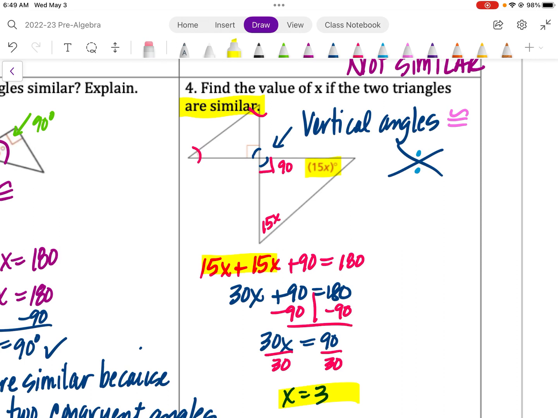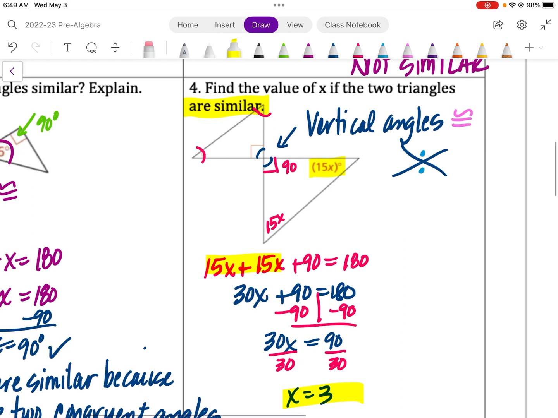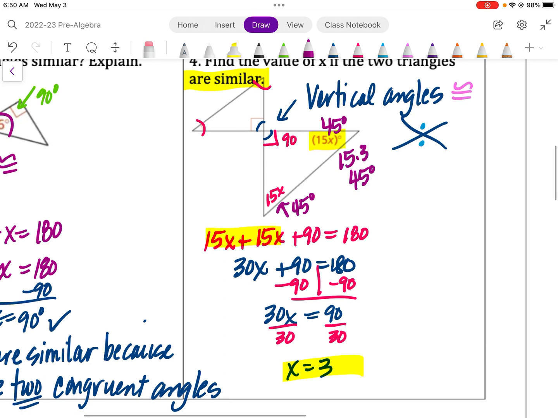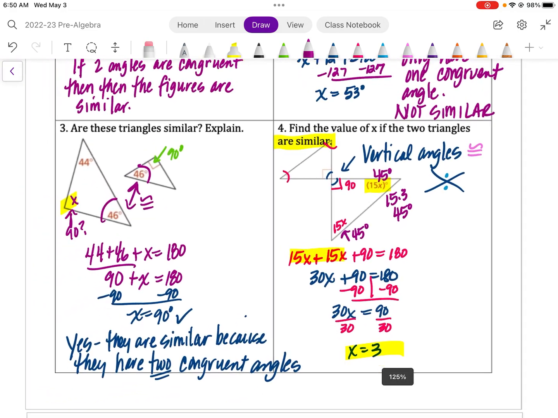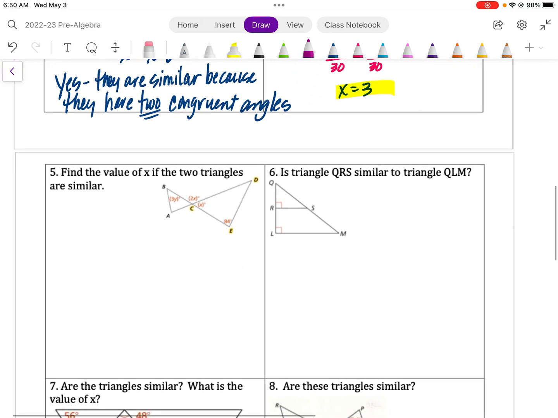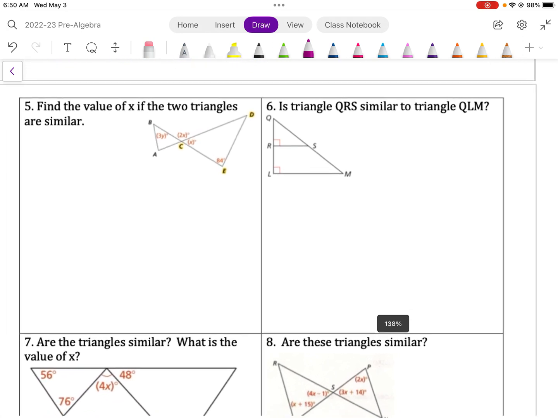If I was going to find the missing angle measure, if they said, what is the measure of the angle in the corner, I could take that 3 and substitute it back in place of x. Let me fix that. 15 times 3 is 45. So that means this angle here is 45 degrees, and this angle here is also 45 degrees. And then I could check that by adding 45 plus 90, which does indeed equal 180. All righty. Let's keep going.